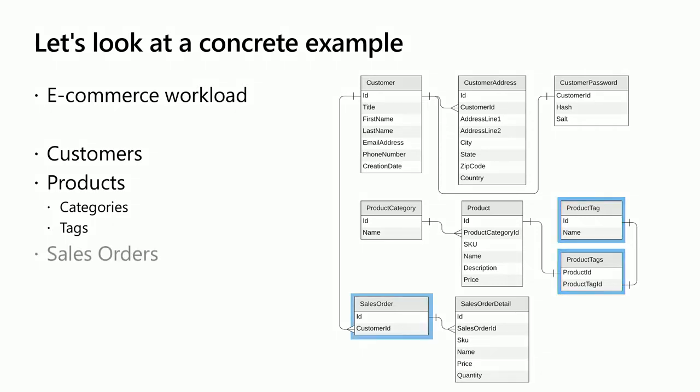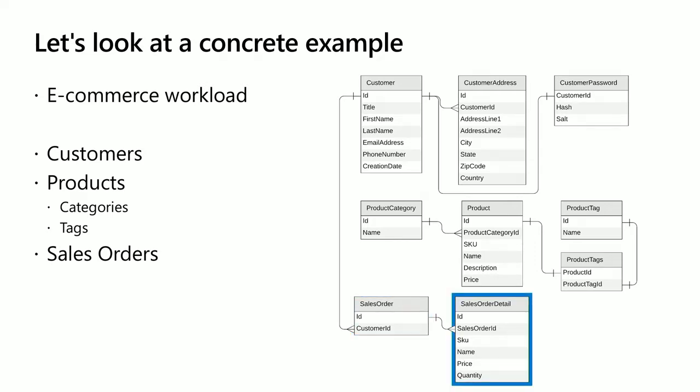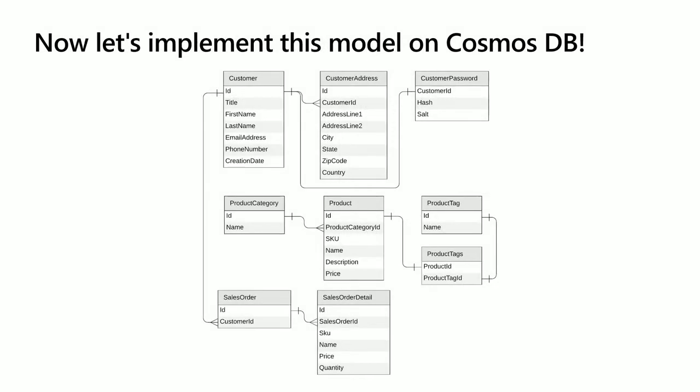And lastly, we have sales orders. These entities materialize a purchase. Every time a customer makes a purchase, we create a sales order, and we attach details to that sales order. And those details are basically copies of the products at the time of the purchase. So what if we implemented that on Cosmos DB today, right?